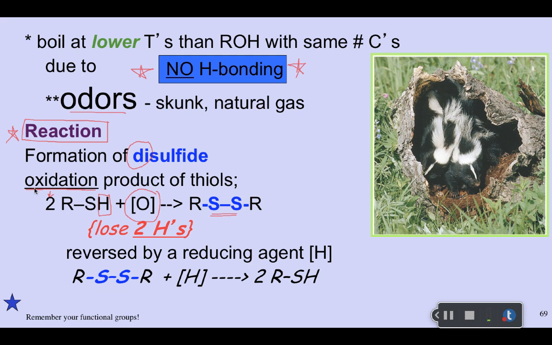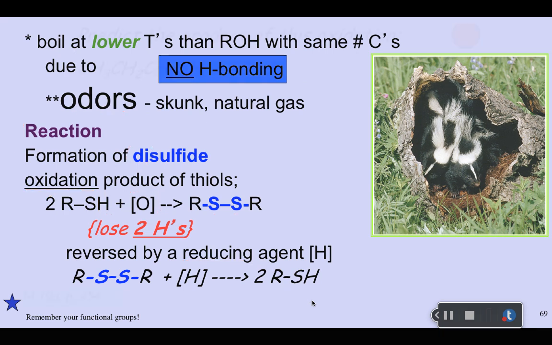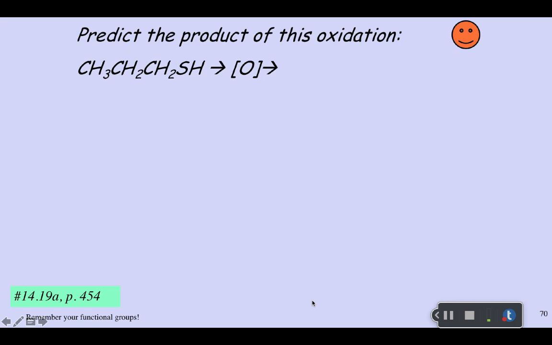This is an oxidation reaction. Oxidation is always the reverse of reduction. And so you can take it apart by adding a reducing agent that provides hydrogens and returns it back to what we call a thiol. We don't need to worry about that in great detail, but you're going to recognize oxidation and reduction as reverses of one another from time to time. Okay, so let's look at some examples of this reaction.